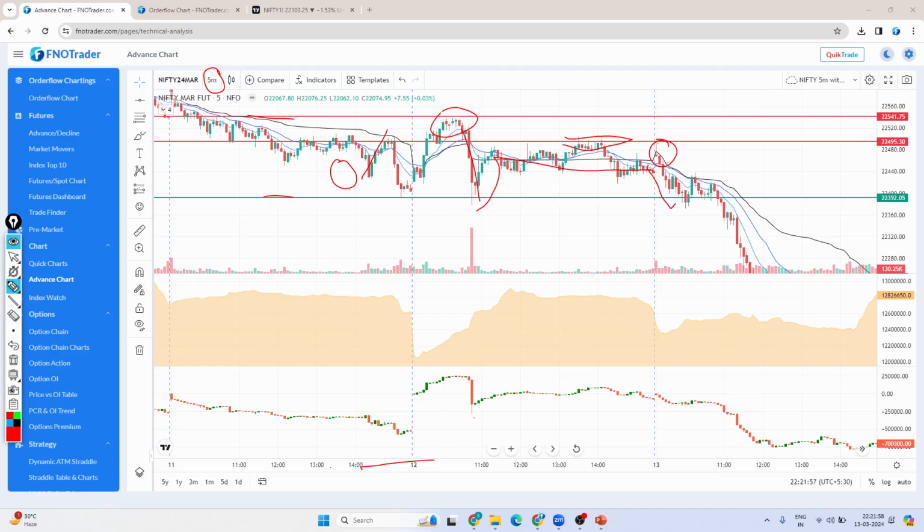It took a little bit of breather, support at yesterday's support area. It went above, took a small pullback near the VWAP, and sellers were active here. They pushed it down. So we are going to monitor this one in the order flow charts. Let's look at it.